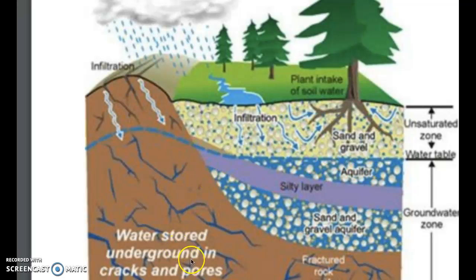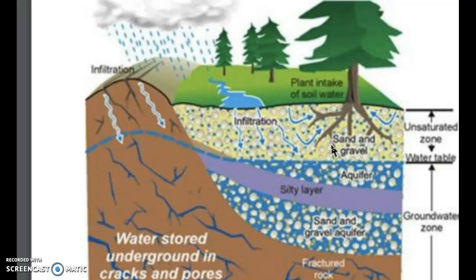And when the water is stored underground in cracks or pores, it's once again known as groundwater. So if it's found near sand or gravel, it is called an unconsolidated aquifer. And if it's found near rocks like these, it is known as a bedrock aquifer.